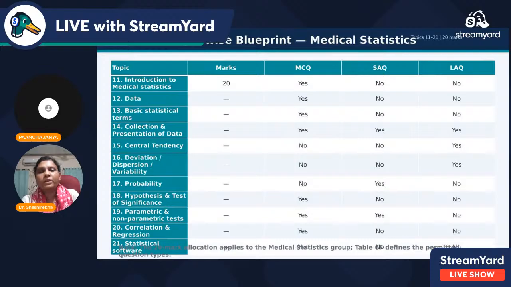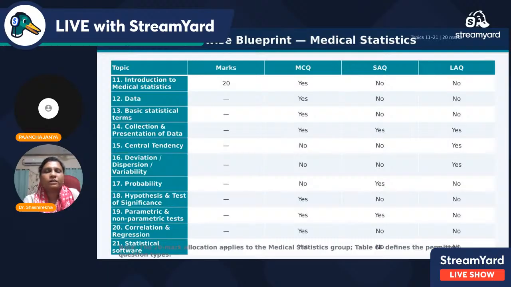Now, coming to biostatistics, you will have this paper for 20 marks, whereas research methodology will be asked for 30 marks. In introduction to medical statistics, some of the important points: what is statistics, medical statistics, what is its importance. Those things you will be studying here, some of the important terminologies. Those will usually be asked for MCQs.